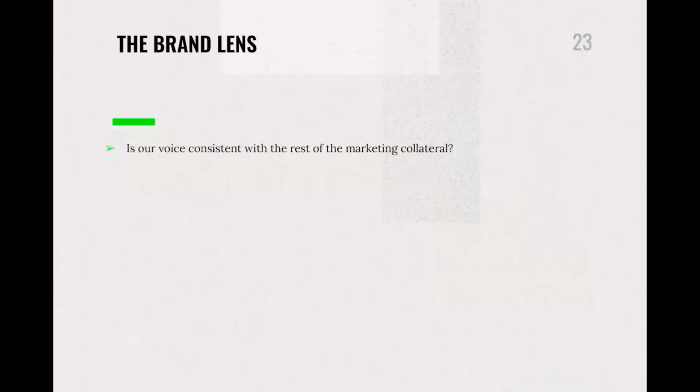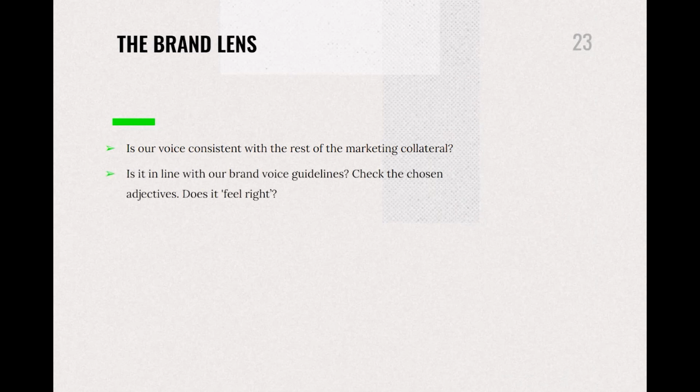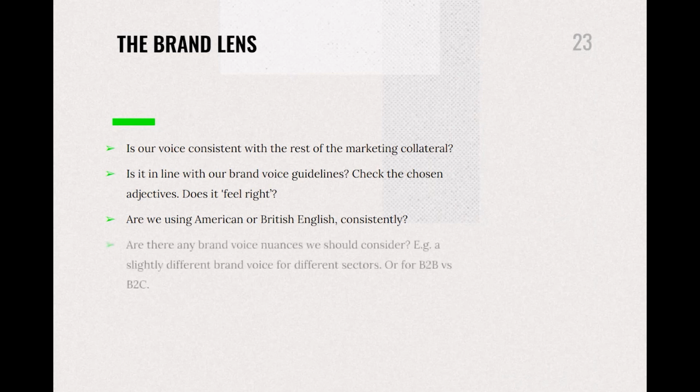So, the questions you should be asking: is your voice consistent with the rest of the marketing collateral? Is it in line with the brand voice guidelines? You know, does it feel right? Are we using American or British English? Are there any language requirements that should be consistent, that you should follow?